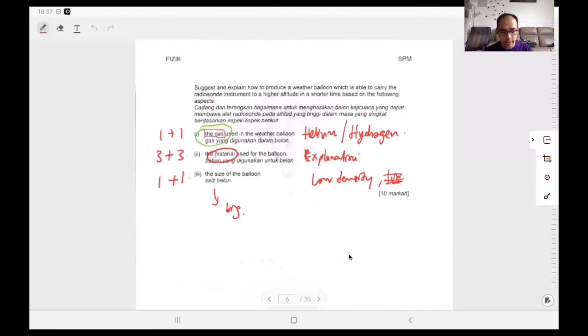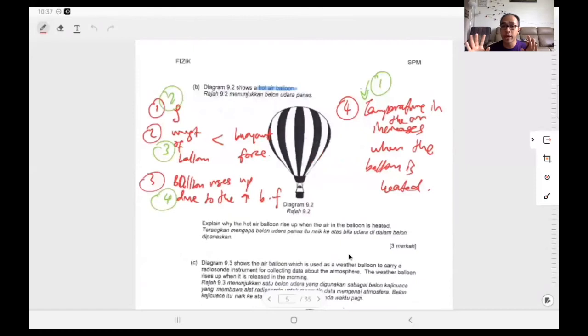So notice the difference between Putrajaya and Terengganu. In Terengganu, the 4-mark question is hot air balloon and the 10-mark question is balloon. In Putrajaya, the 4-mark question is balloon, but the 10-mark question is hot air balloon. So it's a good idea for us to get a grasp on this, especially at the last minute.